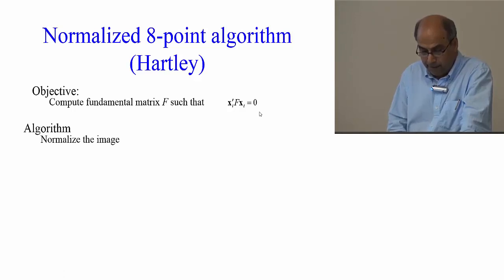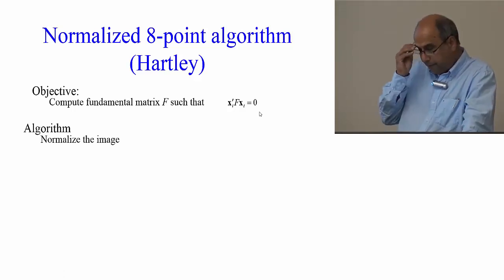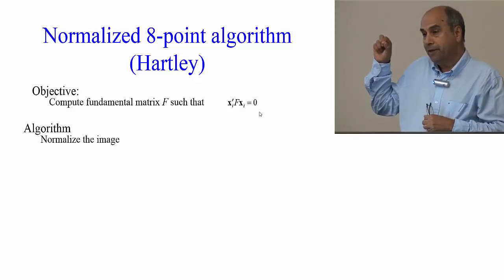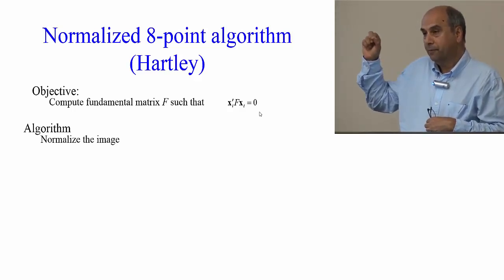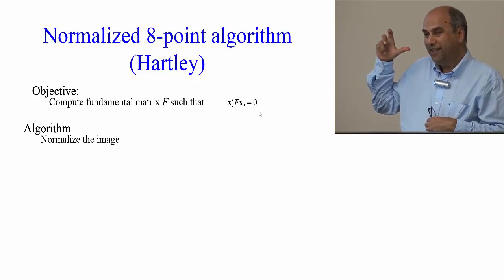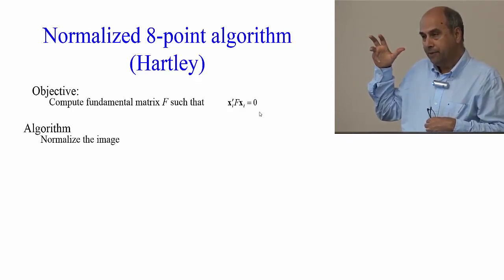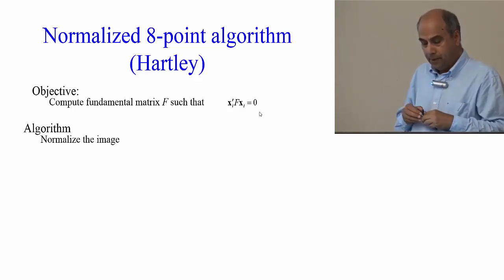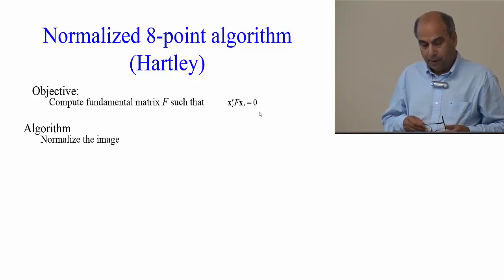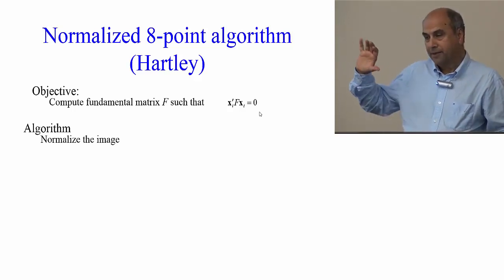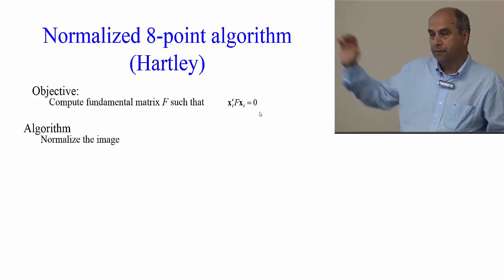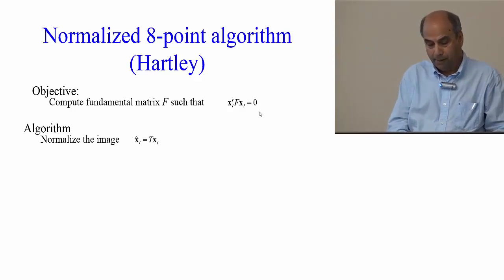Take a point from the right image and the corresponding point from the left image, and the product of these with F should be 0. Now we have to deal with these practical issues, because we are given these coordinates of the points, which you get from SIFT points, and these points have to be normalized. That will make everything uniform, and we will not have a problem. Otherwise, image size can be different. Some can be 256 by 256, some can be bigger, and there will be a problem.